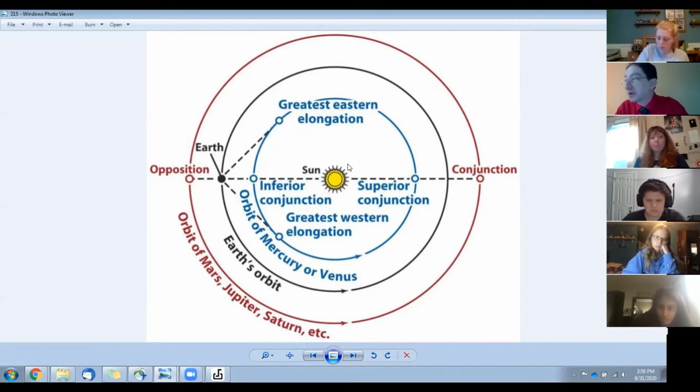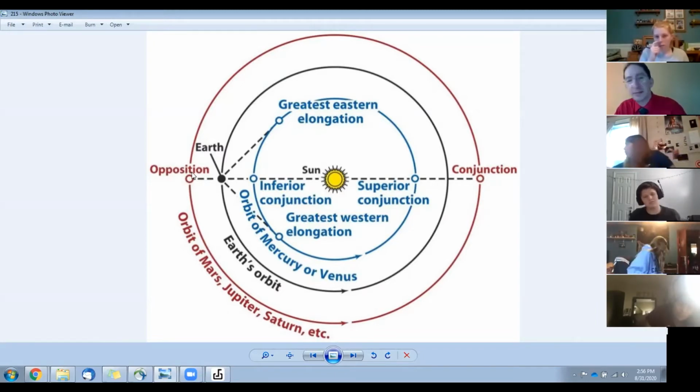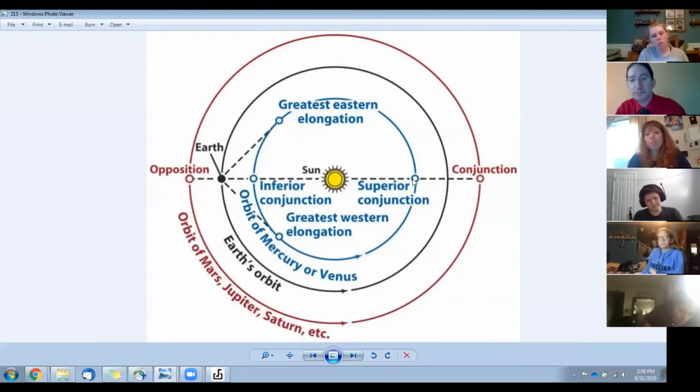But if it's closer in, then, I'm not going to test you on these terms, conjunction and opposition, but I will define them anyway. So let's say we have an interior planet. It can also be in the same part of the sky as the sun in two different ways. It can be between us and the sun. We call that inferior conjunction. And then over here, it's still the same part of the sky as the sun, just on the far side of the sun. We call that superior conjunction.